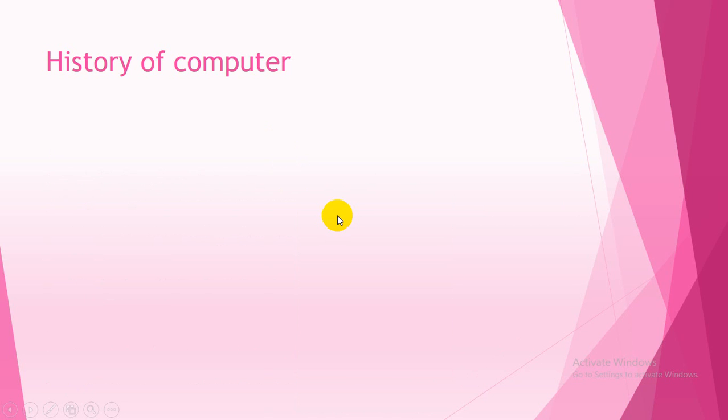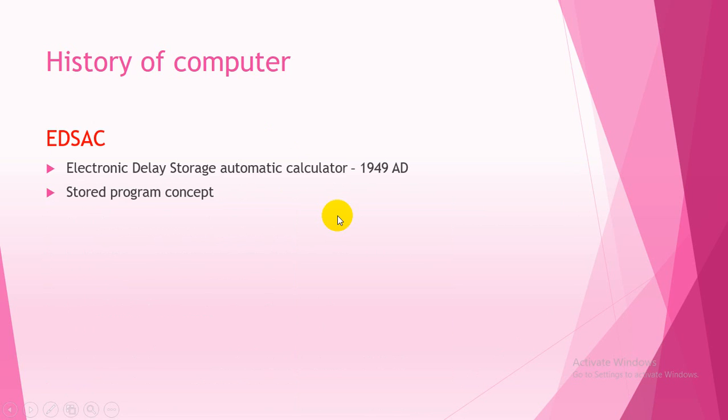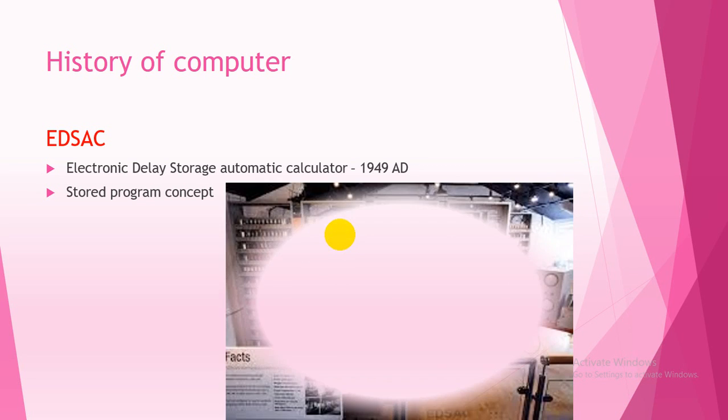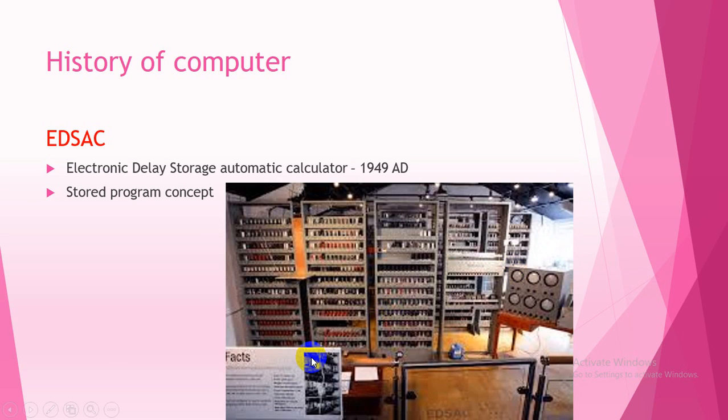And next comes EDSAC, which is also known as Electronic Delay Storage Automatic Calculator, and it was invented in 1949 AD. The first electronic computer based on the stored program concept was manufactured at Cambridge University under the leadership of Professor Maurice Wilkes, and these are the pictures of the Electronic Delay Storage Automatic Calculator.